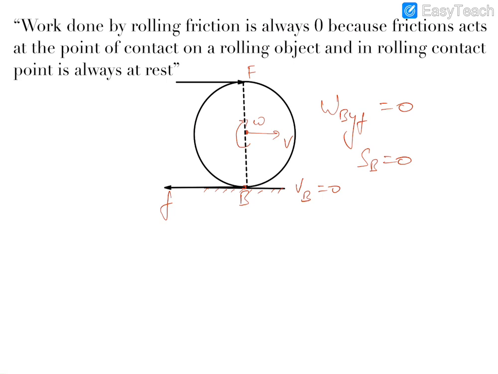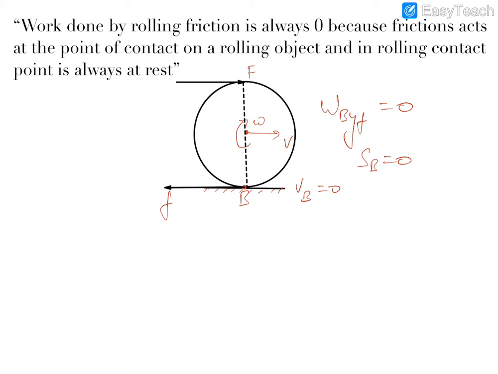Now, as we have already discussed that the rolling friction in our syllabus is the static friction, and the static friction always acts when the point of contact is at rest relative to the surface on which the rolling is occurring. So if the rolling is occurring on the ground, then the velocity of this point B would be 0. And if point of contact is not moving at all, then its displacement would also be 0. So we know that the work done is F into S, where F is the force and S is the displacement at which that force is acting.